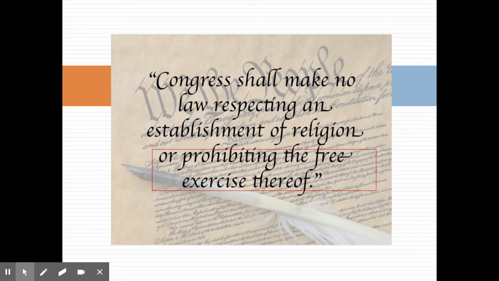And then the second part is referred to as the Free Exercise Clause, because not only can Congress not establish their own religion, they can't prohibit you from freely participating in your religion. So this is referred to as the Free Exercise Clause, again, because of the wording in the amendment.